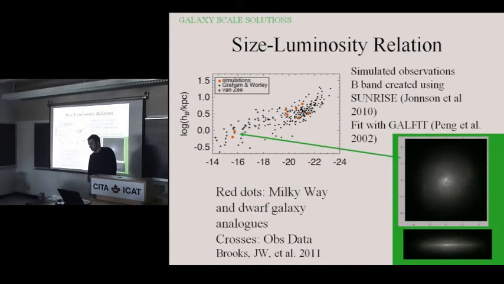Another one is the size-luminosity relation, and this is some recent work by Alyson Brooks. Here, they were simulating observations in the V-band using sunrise, and they were fit with Galactic. So this is what happens when you take something like a dwarf galaxy and image it with sunrise. This is what it looks like. And then we put it on these relations to compare it to data, and it seems to sit quite nicely in the middle of the distribution.